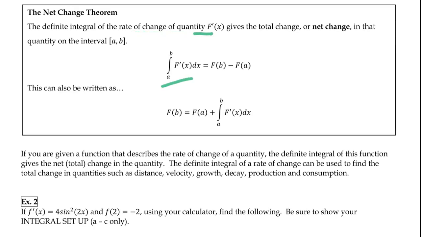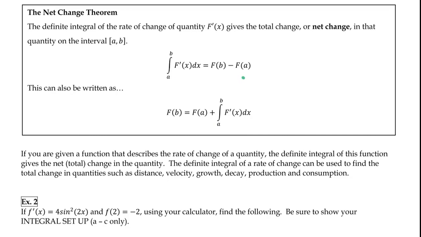A fancier way to look at it, the net change theorem, is the definite integral of the rate of change, f prime, gives you the total change or net change. I'll explain what this means right here, but do you get that this is the same thing from above? Now they're just using capital letters here, and it doesn't really matter either way. Okay, I wanted you to see it both ways.